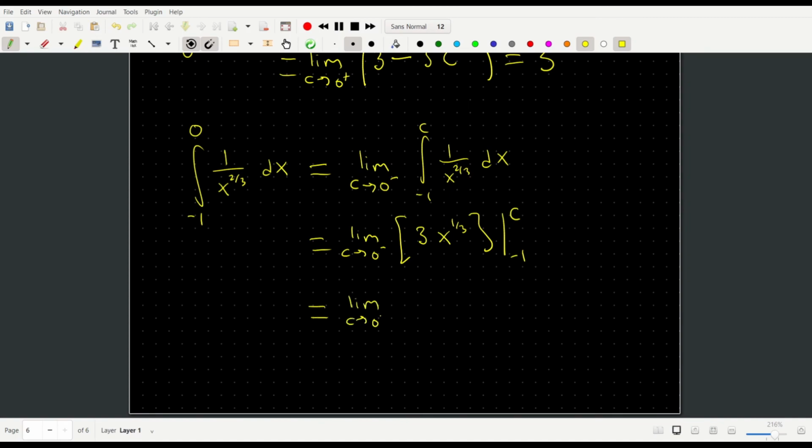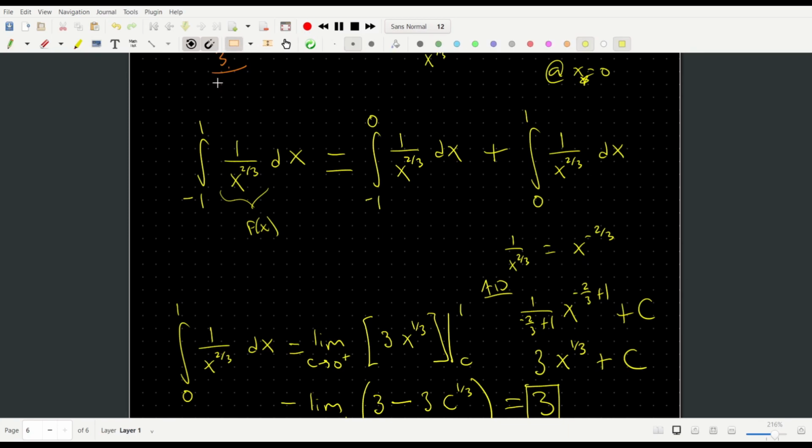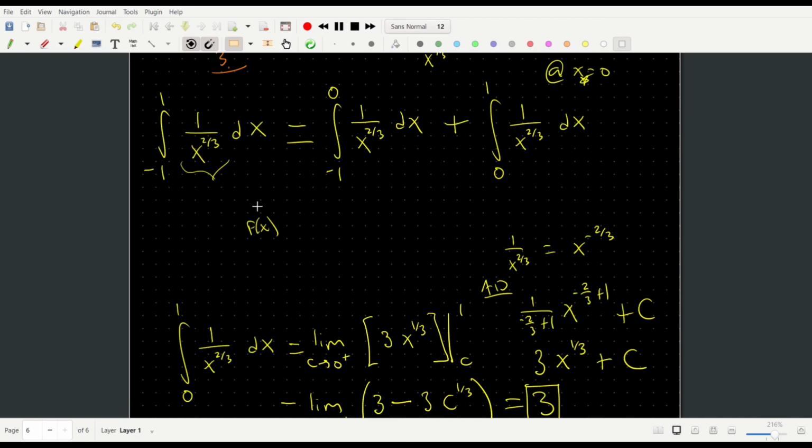Which is just the limit as c goes to 0 from the left-hand side of 3 times c to the 1/3 minus 3 times -1 to the 1/3, which is just -1. This limit is 0. And there's a negative times -1, which is just times 3, which is just equal to 3. So the value of the answer that we're looking for is exactly 3 plus 3, or 6. And this is the final answer to the problem.